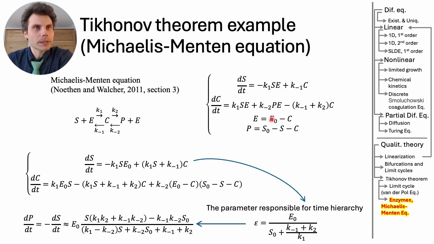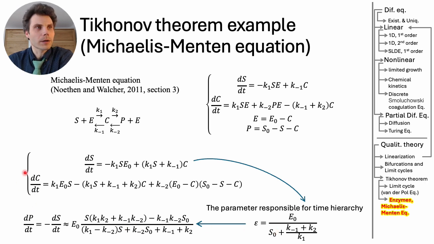And when we substitute these expressions into these two top formulae, we get the system of two equations. And now, based on the fact that K2 is very large and K sub negative 2 is small, one can prove that the Tikhonov's parameter, the epsilon, is expressed in the following form as shown here in the bottom.